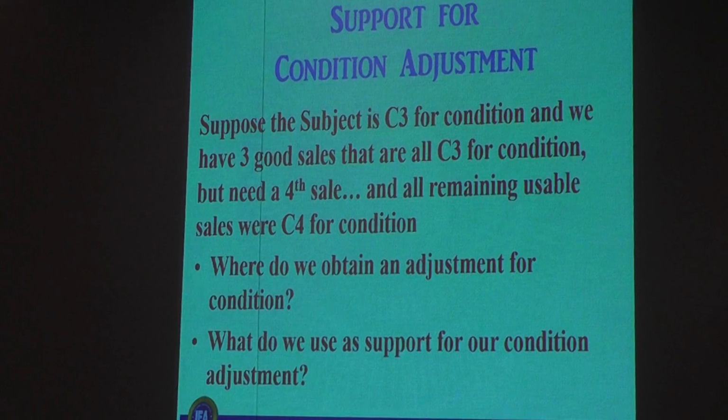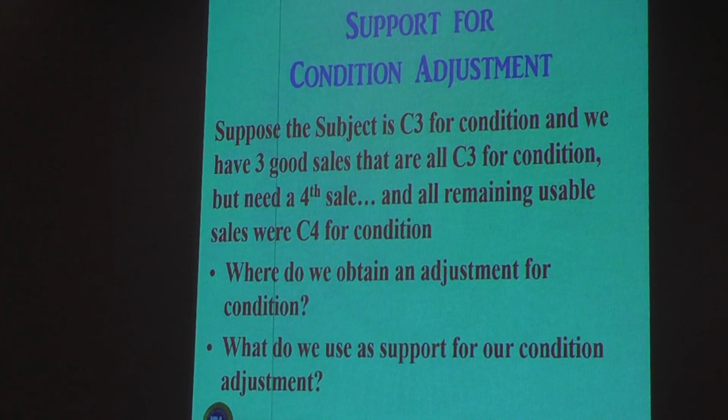Suppose the subject is a C3 for condition. Everybody familiar with what C3 is. And you've got three good C3 comps, let's just say, but you've got another one that's really a good comp, but it's a C4. You've got to call it a C4. So then you've got to put an adjustment. You don't want to have a C4 and a C3 on the same grid without an adjustment, do you? If the subject's a C3, wouldn't you say that's true? So what are you going to do? So the sales we provide in our URAR sales grid provide the solution to our dilemma.